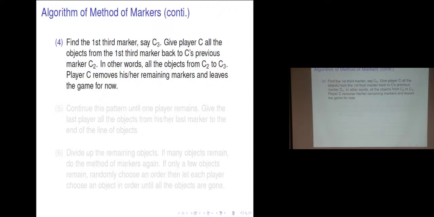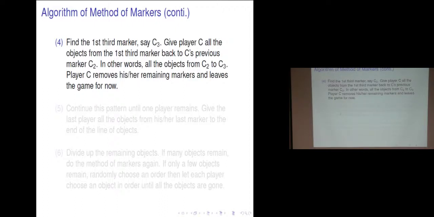So find the first third marker. Let's assume it's C, let's say C3. Third marker means the markers with subscript 3. Now give player C all the objects from the first third marker back to C's previous marker C2. In other words, all the objects from C2 to C3 go to C.